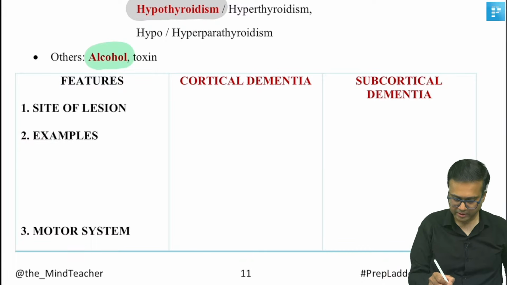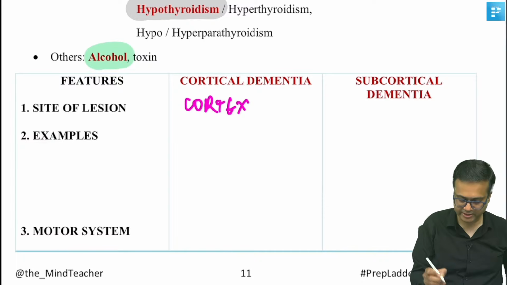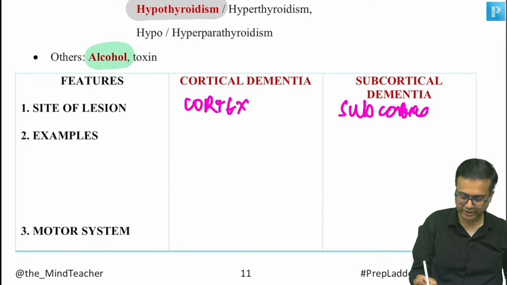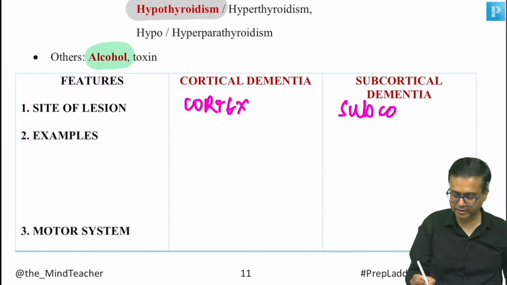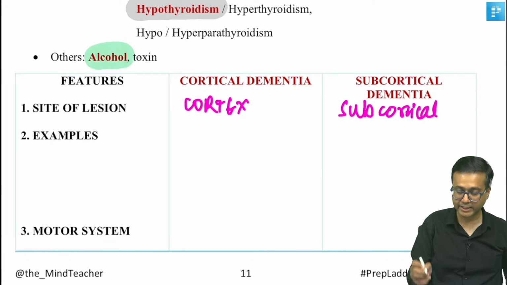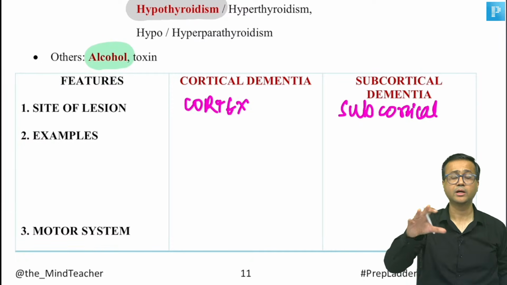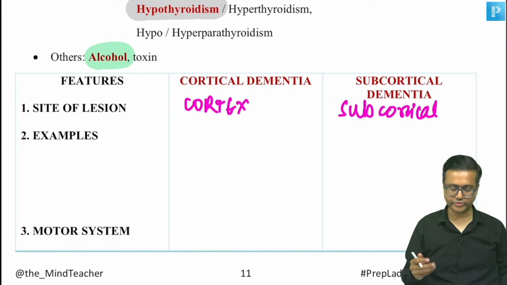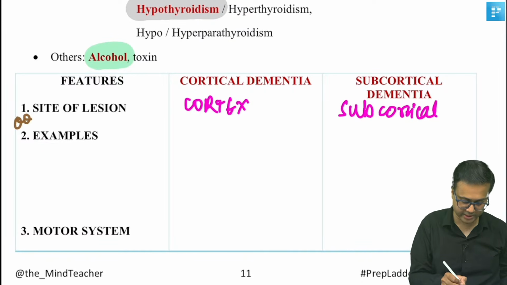So can I say the cortex is getting affected first, it is the site of lesion, while here we are saying it is the subcortical region which is getting affected first, but later on even the other areas may also get involved. So we are saying in the initial part of the illness which area is getting affected first. But the question which is asked more often is the examples.